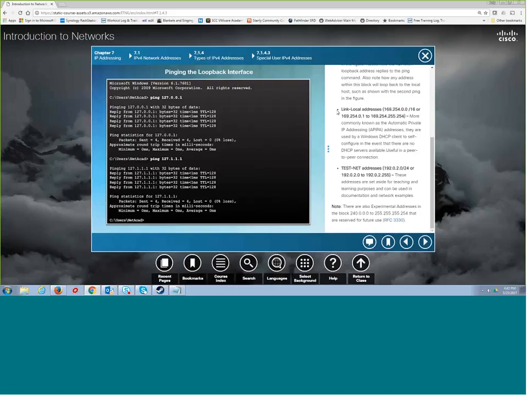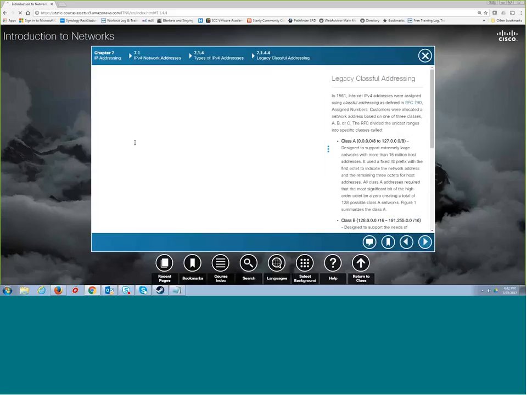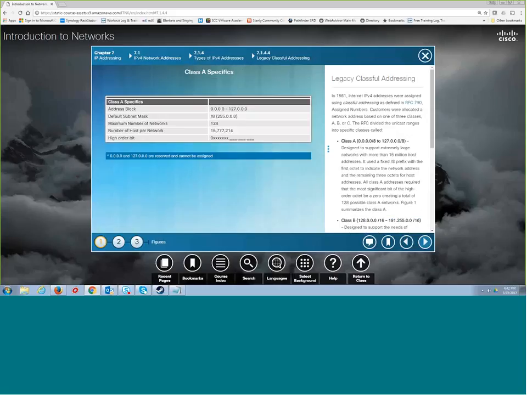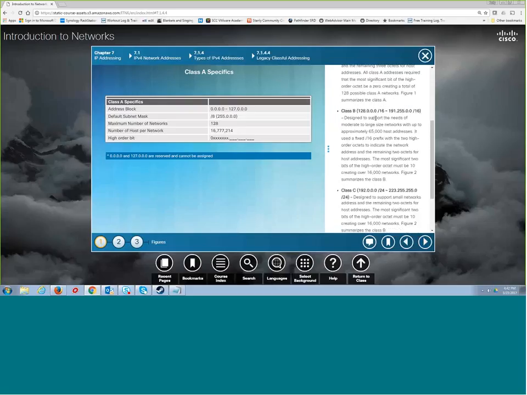We also have test-net addresses, 192.0.2.0/24, and those are set aside for teaching and can be used for documentation. So if you see them on the internet, you'll see that sometime. And then, of course, experimental addresses, which are 240 to 255 up through there. That's the Class Es.